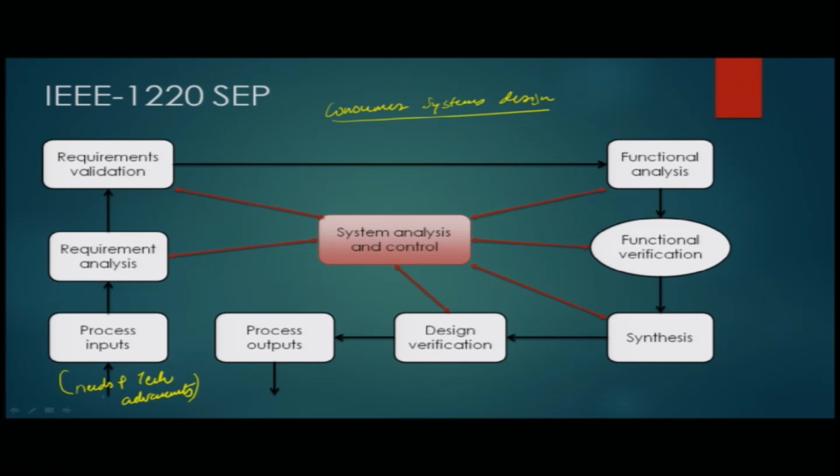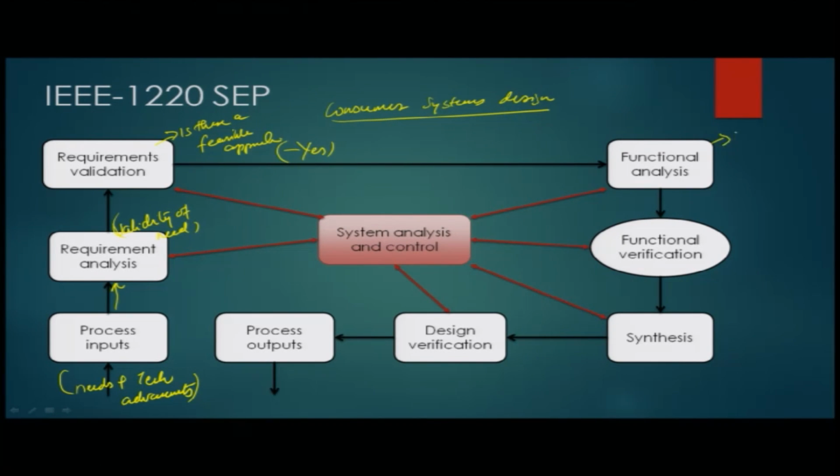Once you have the needs and the technological advancements, then from there the process inputs happen. From there the requirement analysis. So, this goes into the requirement analysis, where the validity of the need and other aspects get established here. From there the requirements get validated. So, is there a feasible approach? Once it is done, if the answer is yes, then you progress to the functional analysis.